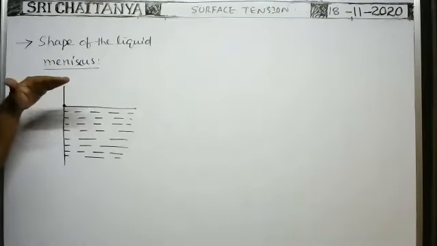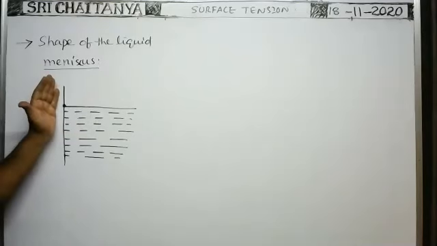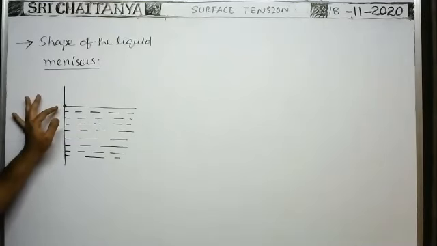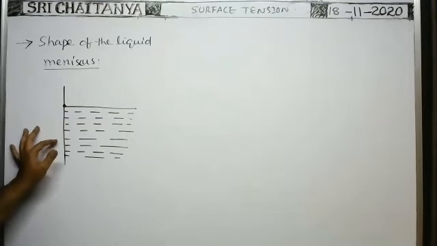Where the liquid surface is in contact with the solid, at that point of contact, I have considered one molecule. On that molecule, what forces act? Okay, very good. The weight of the molecule: if the mass of the molecule is m, the weight mg acts vertically downwards.